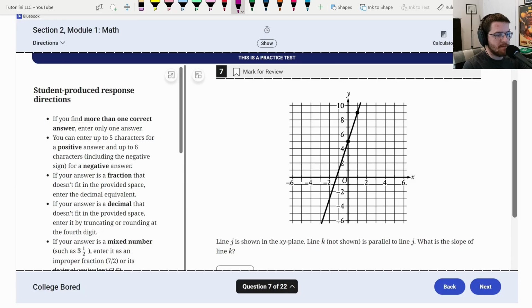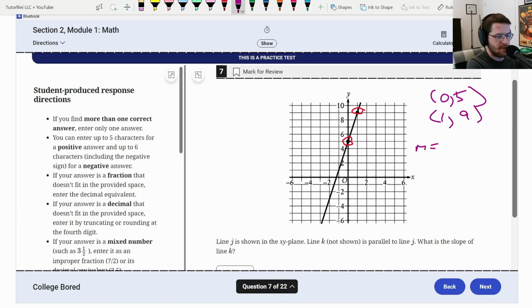Okay, question 7. You can use rise over run to find the slope of this line. However, that can be kind of hard to do on a digital exam. If you hold your finger up to the screen, maybe you can do it. But I'm just going to go over the slope formula. Why not? This first point here is 0, 5, and this other one is 1, 9.